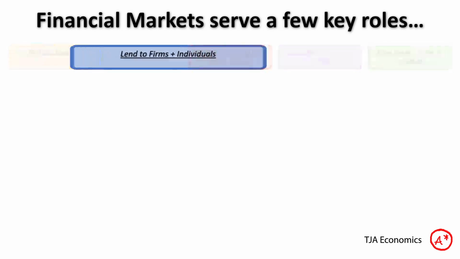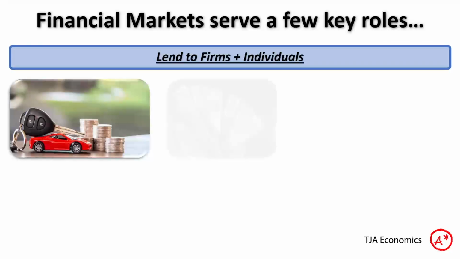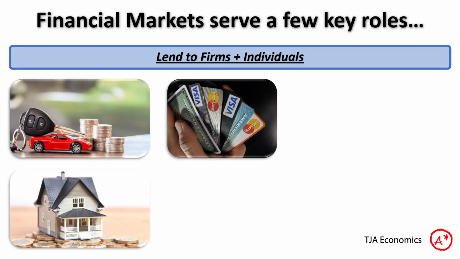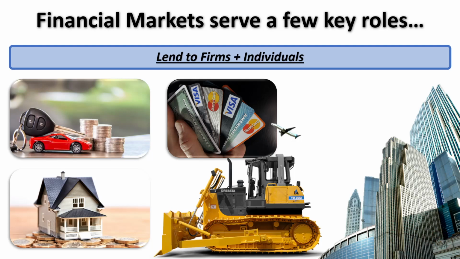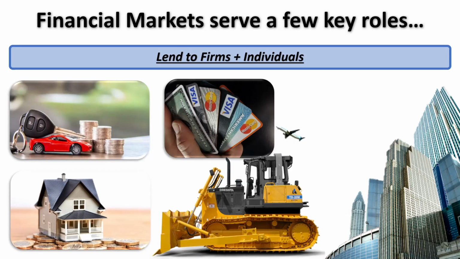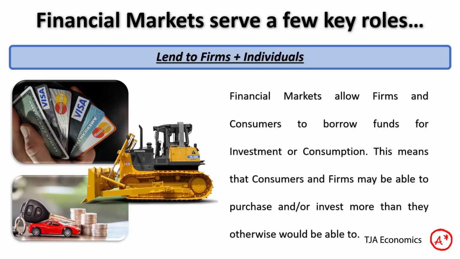Our second key role then, lending to firms and individuals. Again, think of consumers borrowing to buy a car, maybe using their credit card or a mortgage to buy a house. Firms investing in new capital, so in this case a digger, or maybe more machinery, or maybe even buildings and planes and whatnot. So, why is this a key role? Because financial markets allow firms and consumers to borrow funds for investment or consumption.